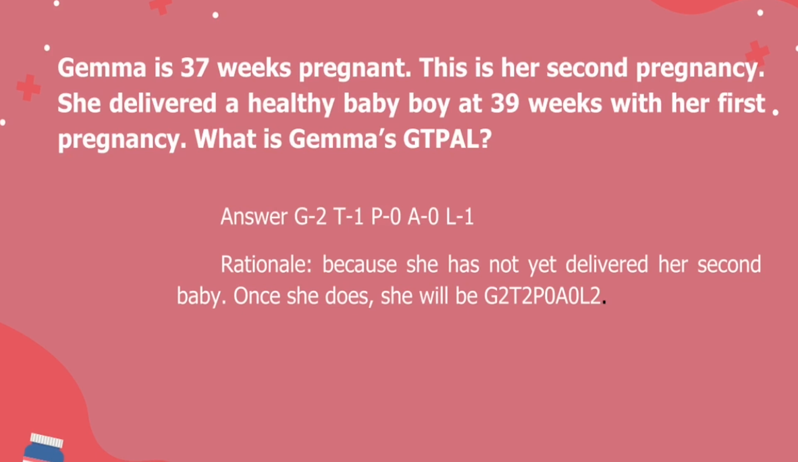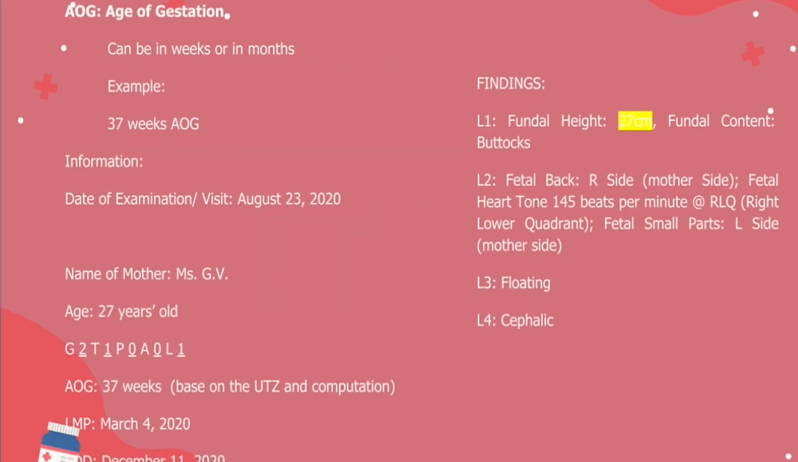So 1 for L. So the answer is G2, T1, P0, A0, L1. And once her second baby is born and is living, her GTPAL becomes G2, T2, P0, A0, L2. Okay, now let's try to solve for the age of gestation. It can be in the weeks or in the months.